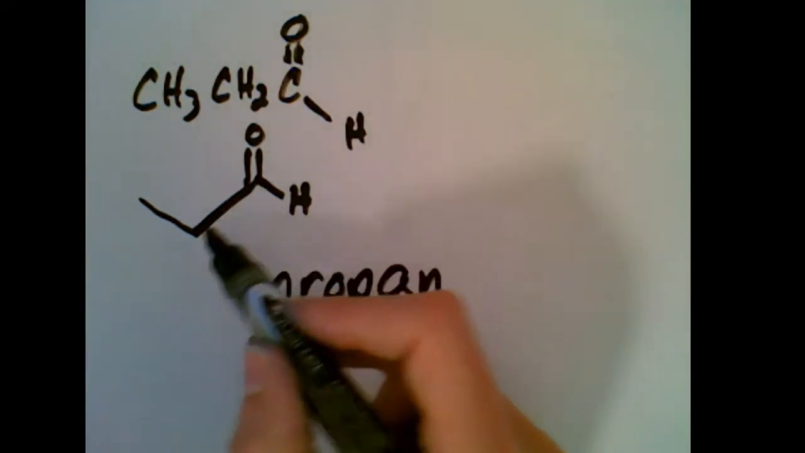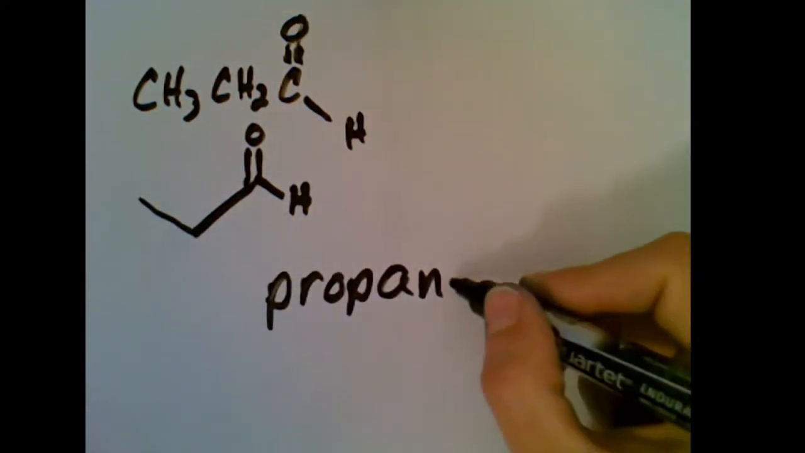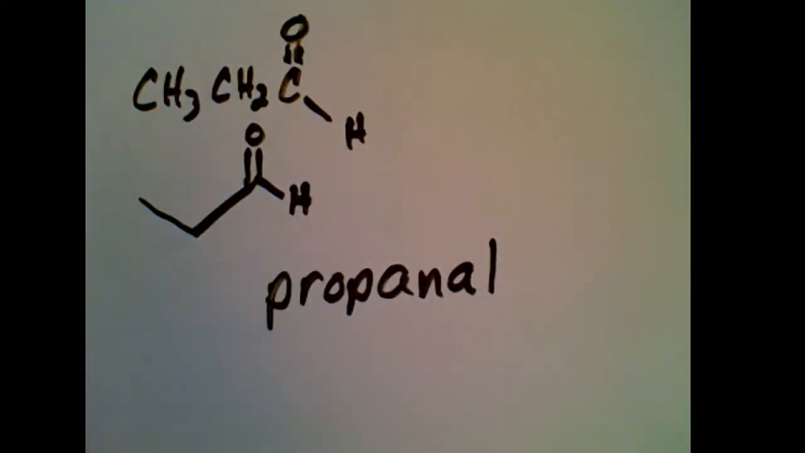AN to show the single bonds between the carbons, and then AL to show that it's an aldehyde. No need for a number here because we're dealing with aldehydes that always have to be at the end or start of a chain. So, simple, right? Now let's take a look at something a little bit more complicated.